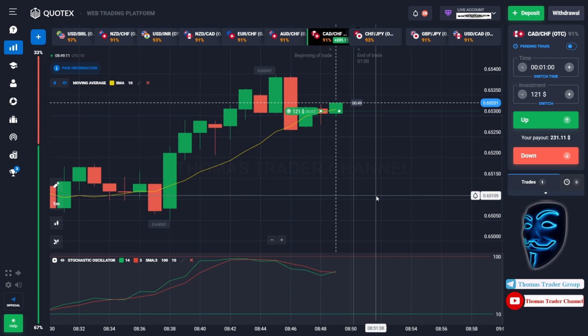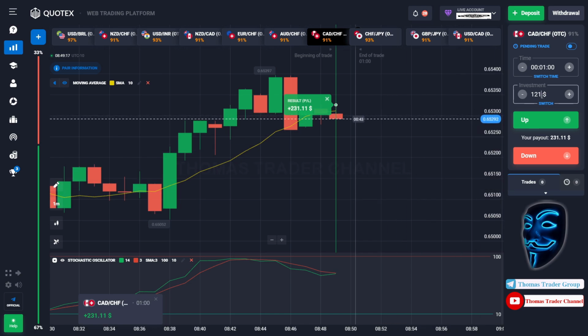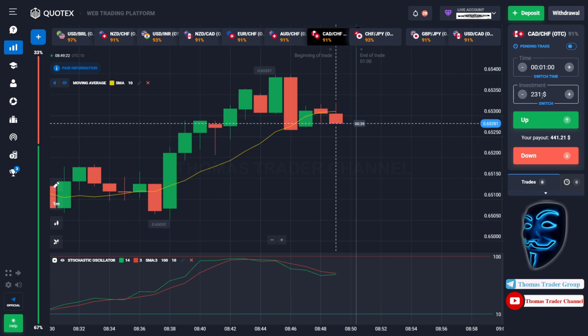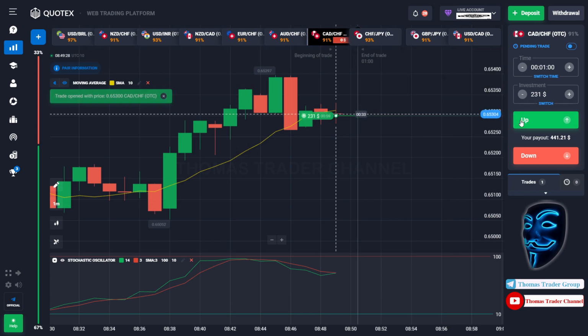Prediction over here, we made a profit of $231. Let's change our investment into $231. Over here we still can open buy for 1 minute.